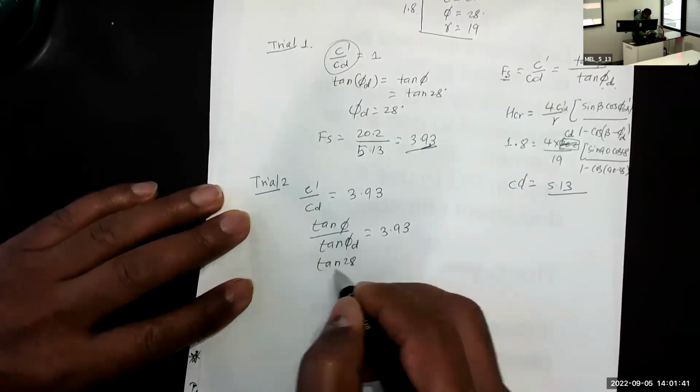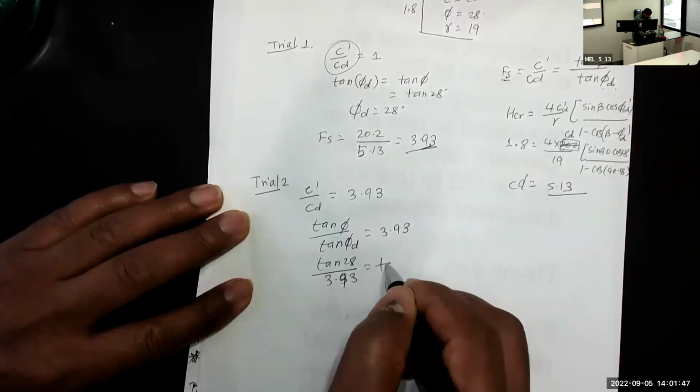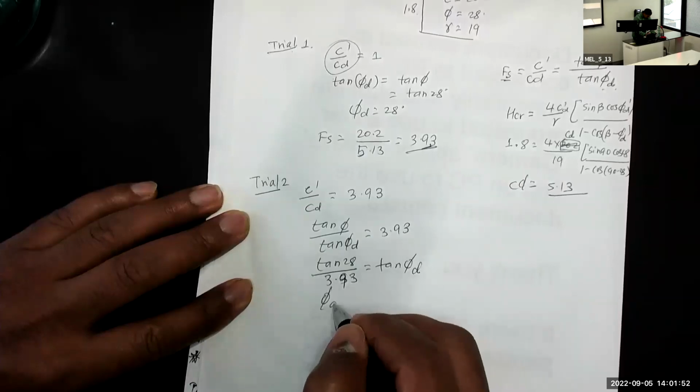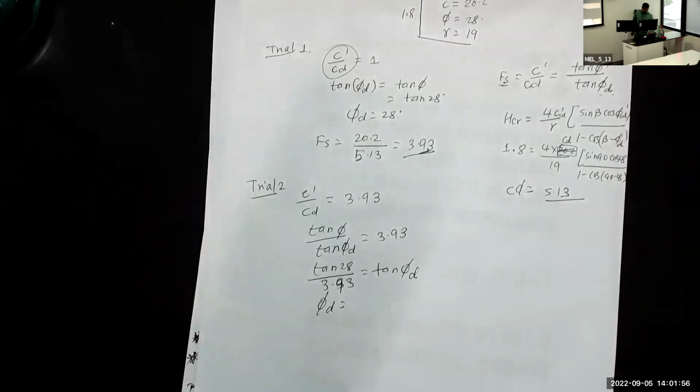Good. Divided by 3.93 must be equal to tan phi d. How much is phi d now? Tan 28 divided by 3.93, and you do tan inverse.